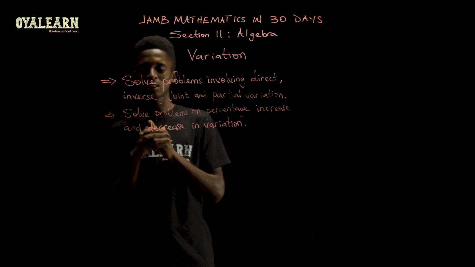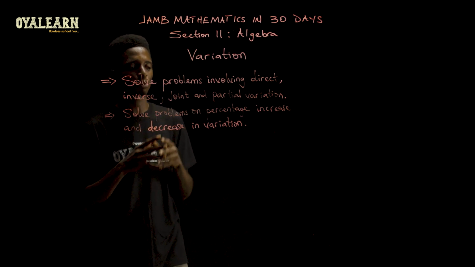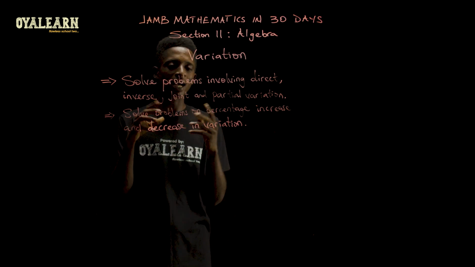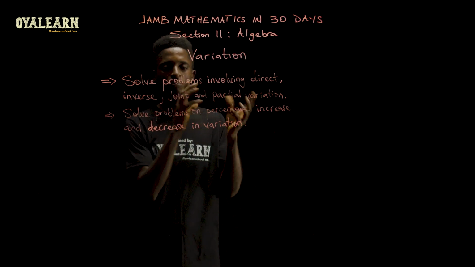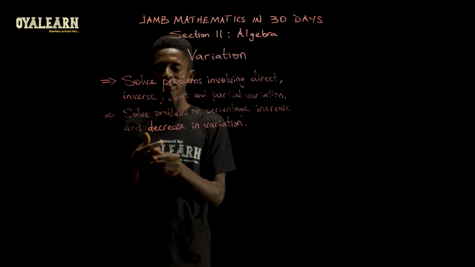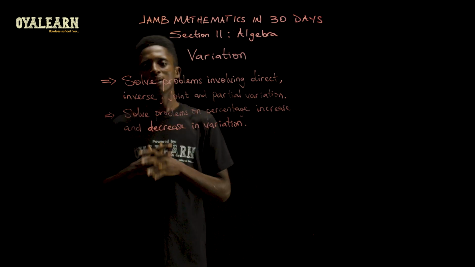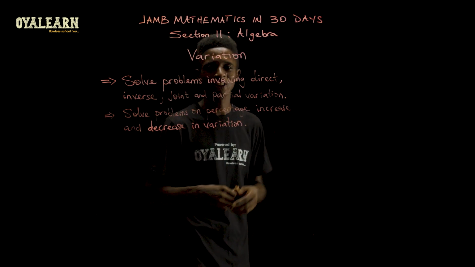Secondly, they expect you to be able to solve problems on percentage increase and decrease in variation. Those kinds of questions, which you can use for partial and joint variation, are usually made in a way to look like percentage increase and percentage decrease. So let's go on and solve some questions on variation.